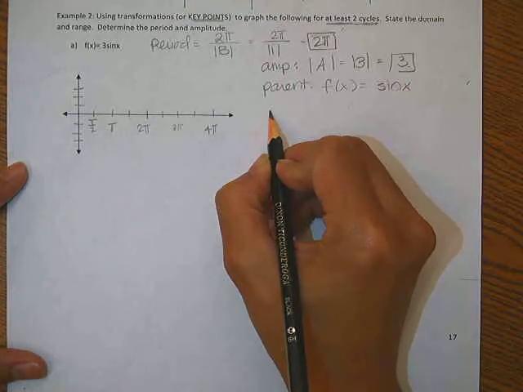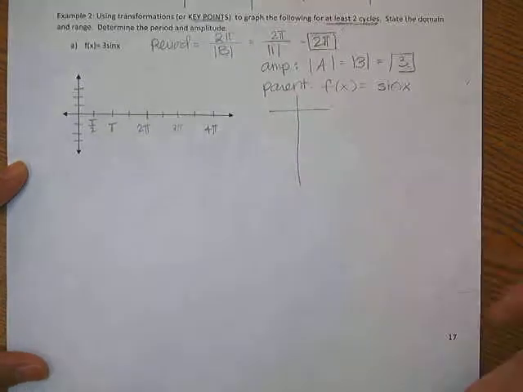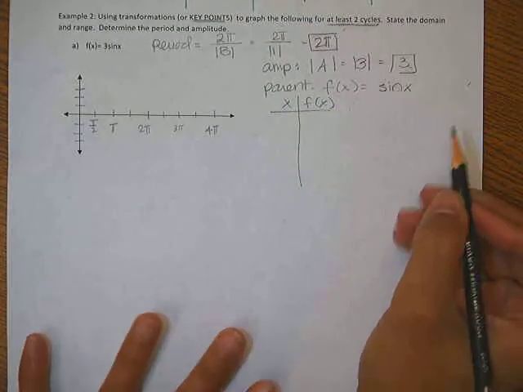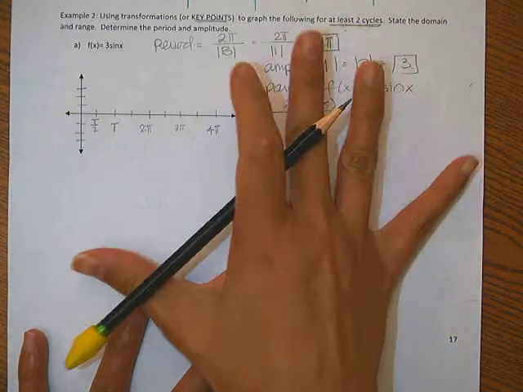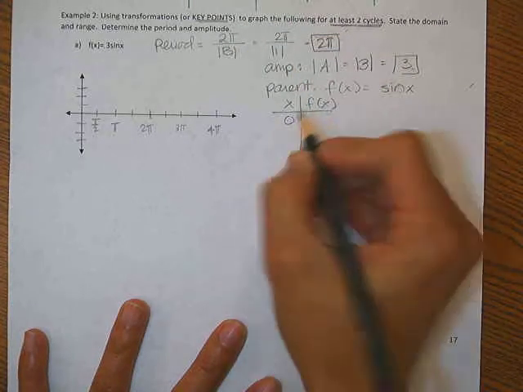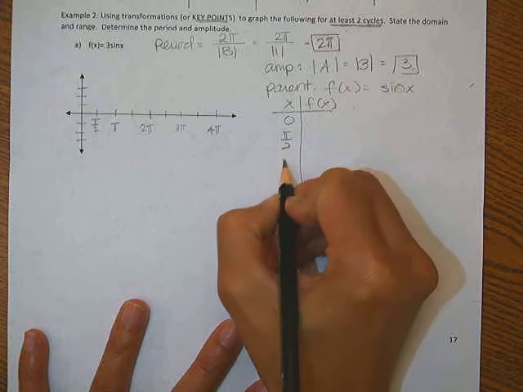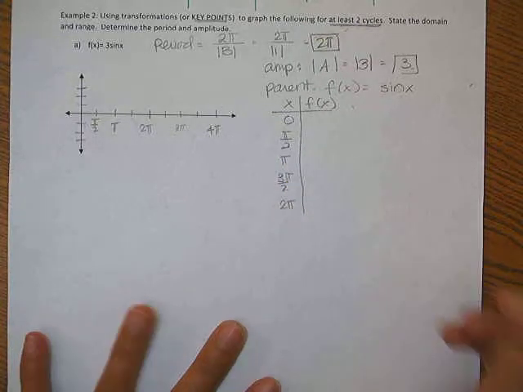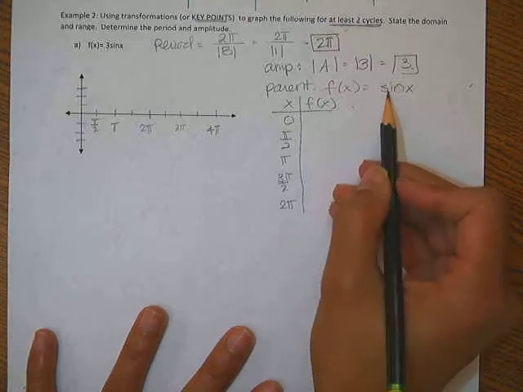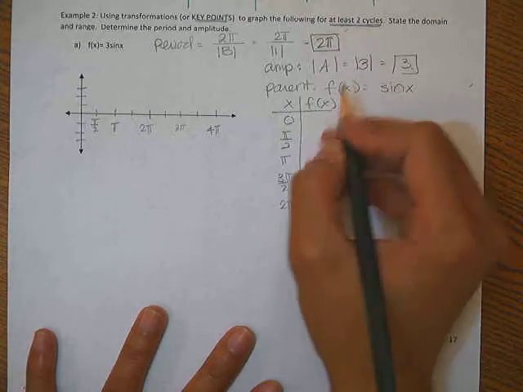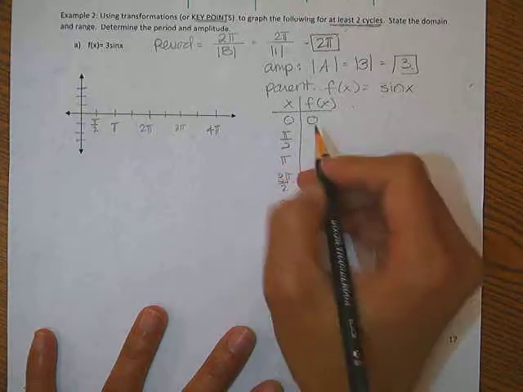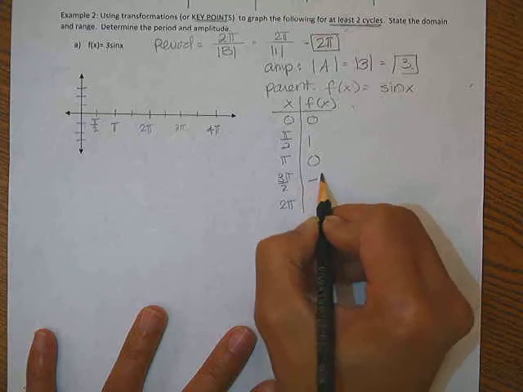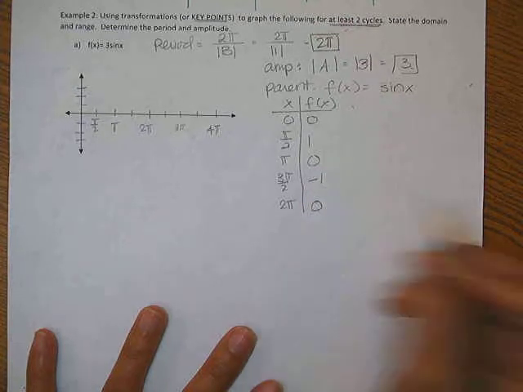Let's quickly make an input and output table for your parent. By now, hopefully, we have the input values in. So you have 5 input values, right? A handful. So 0, pi over 2, pi, 3 pi over 2, and 2 pi. Then we have the outputs. Sine of 0 is 0. Sine of pi over 2 is 1. Sine of pi is 0. Sine of 3 pi over 2 is negative 1. And sine of 2 pi is back at 0.